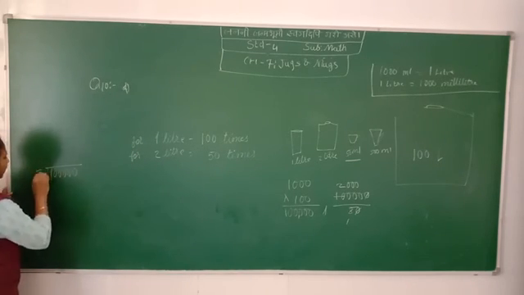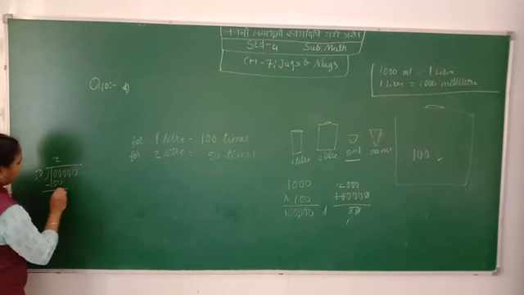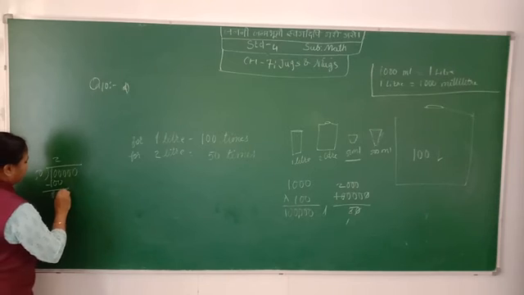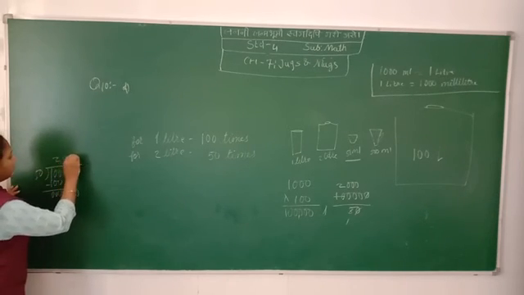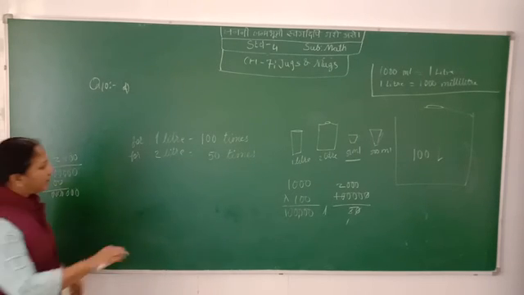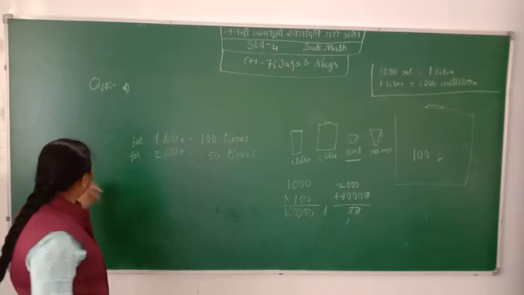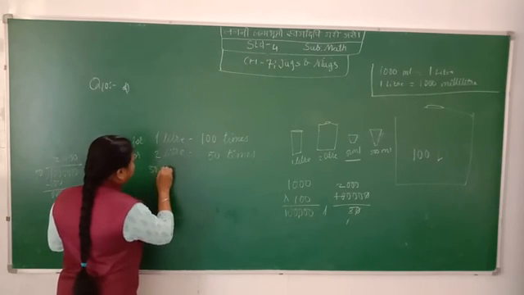Then we divide by 50. 1 lakh divided by 50 gives 2000. So how many times do I have to pour that water? 2000 times for 50 ml.